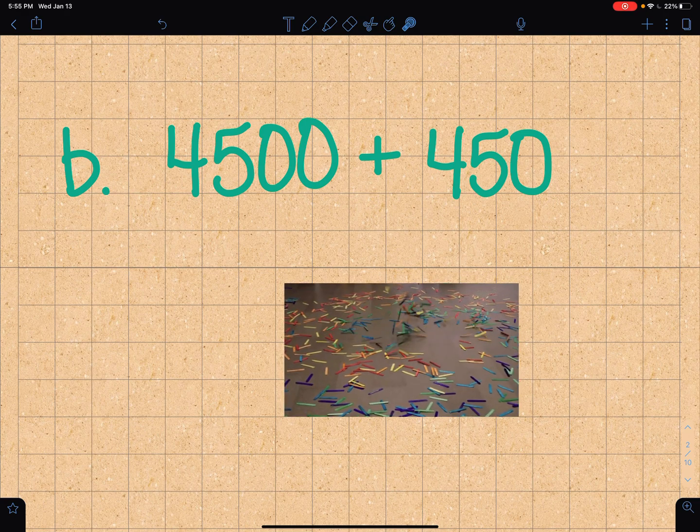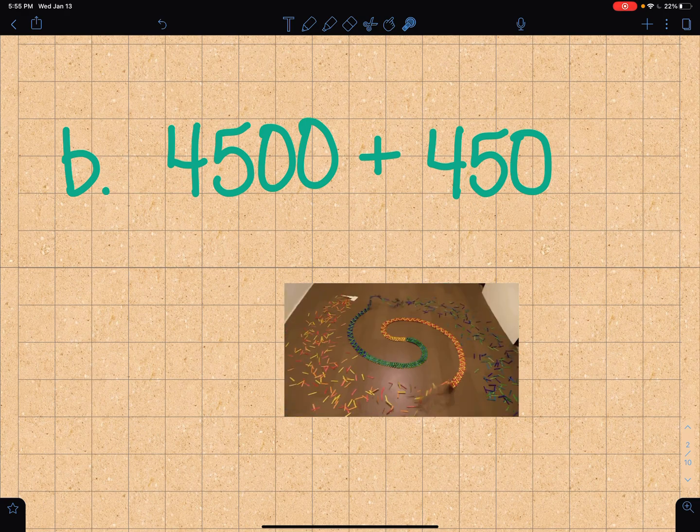We did that one time with popsicle sticks. Remember when we did that? We didn't put them in that cool pattern though.